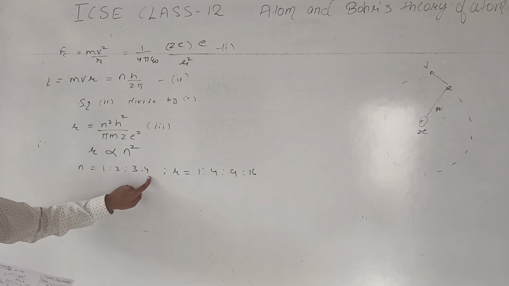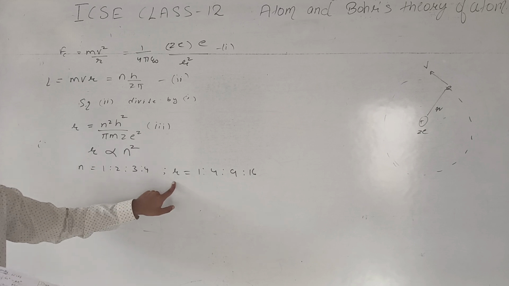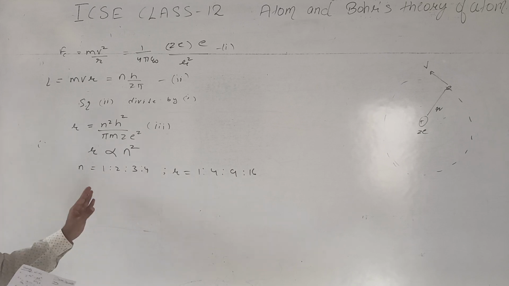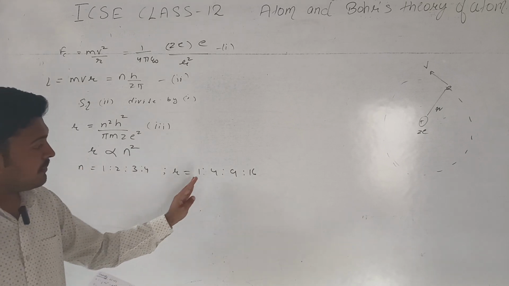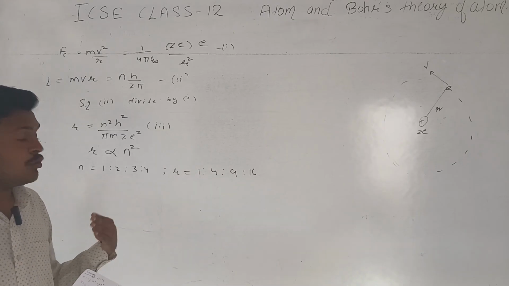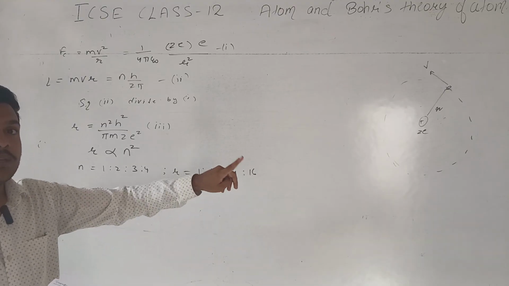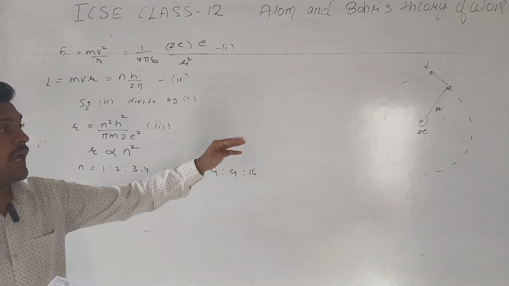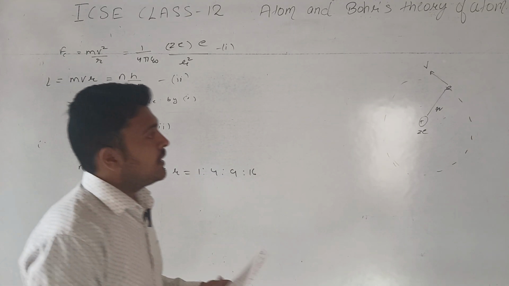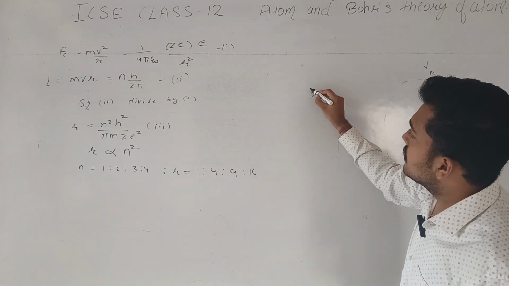This is the fourth allowed stationary orbital. And what is the position of that orbital from the nucleus? The position will differ by 1. Suppose it is in nanometers, 1 nanometer. The second orbital will be at 4 nanometer, third will be at 9 nanometer, and fourth will be at 16 nanometer.